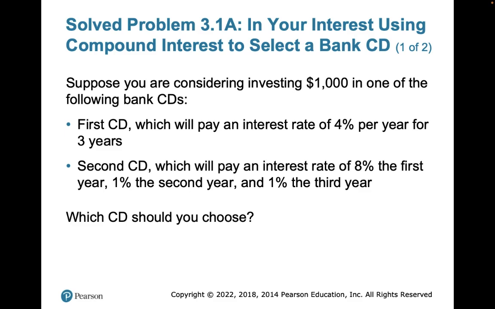Okay, now we're going to look at this example. Suppose you are considering investing $1,000 in one of the following bank CDs. The first CD will pay an interest rate of 4% per year for 3 years, and the second one will pay 8% the first year, 1% the second year, and 1% the third year.